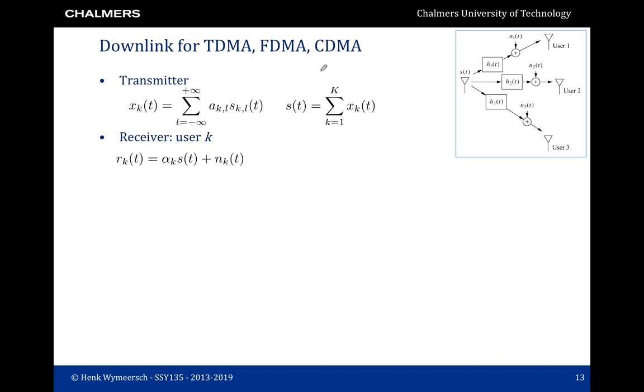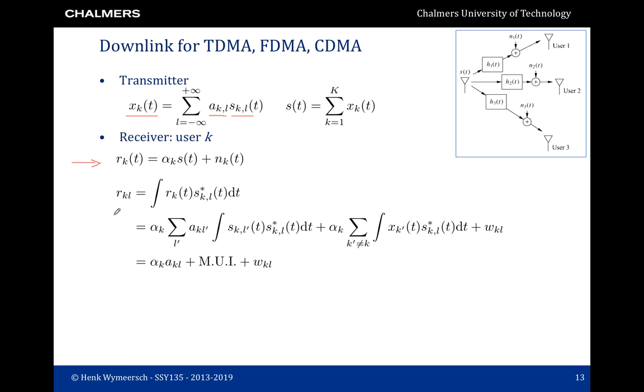The signal S of t is a superposition of the signals intended for each of the users, and the signal intended for user k is x_k of t. x_k of t involves QAM symbols, x_kl, as well as a user-specific waveform, s_kl of t. At the receiver of user k, we obtain r_k of t, which involves the channel alpha_k, the transmitted waveform S of t plus n_k of t, the noise. The receiver of user k then performs a projection operation. So for symbol l, it will compute r_kl, which is the received waveform projected onto s_kl.